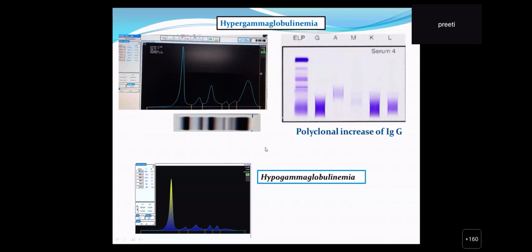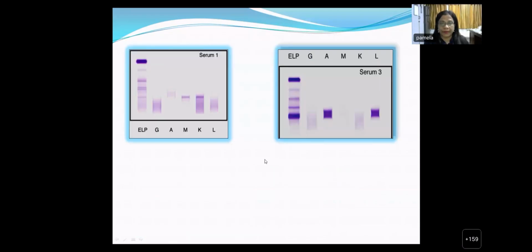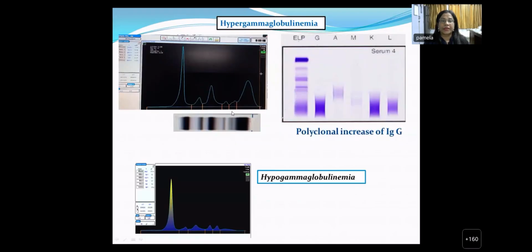Okay. So those were some of the patterns that we have seen for multiple myeloma on different types. We also do get hypergammaglobulinemia. Now, the difference with hypergammaglobulinemia is you have a very broad diffused band in the gamma region. Can you see my arrow?